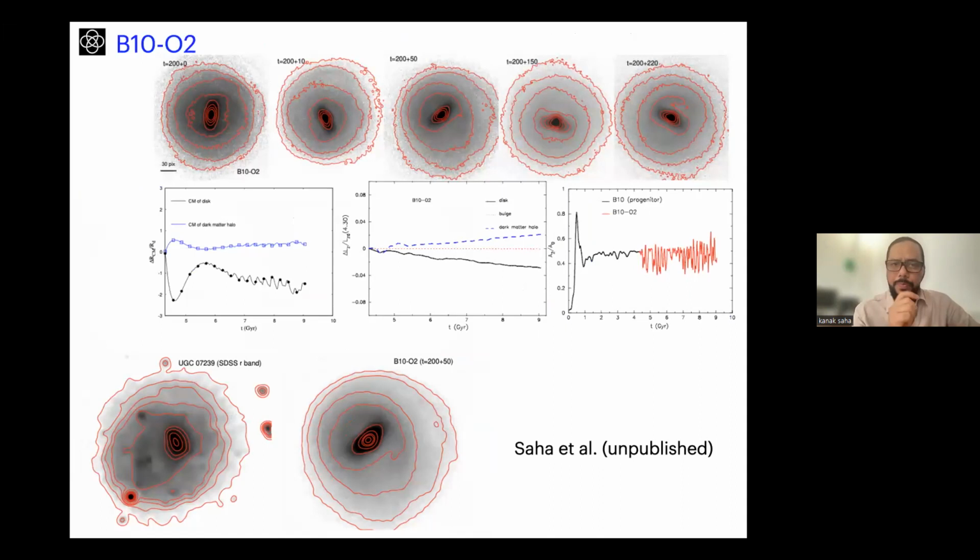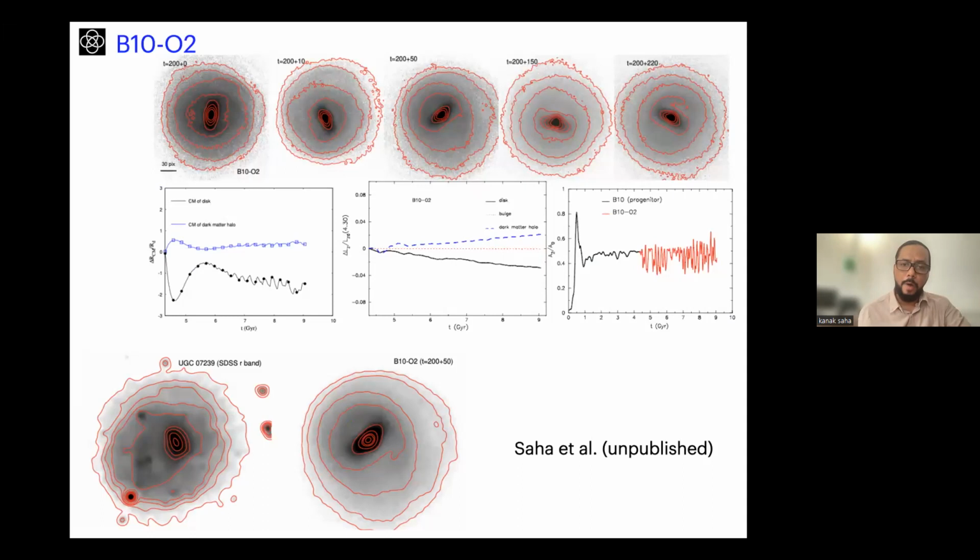Initially this is a barred galaxy, which is at the center, on the left side of the image, and you can see that over time it creates a very lopsided structure, and there is a decline in the bar strength, and it also seems to be offset. And this is what I tried to compare with a real image of UGC 7239 from SDSS R band. And you can see here, at the moment, I did not publish this, but I think that's the case. We see that this kind of offset is possible there.